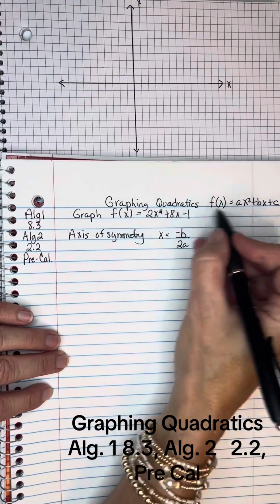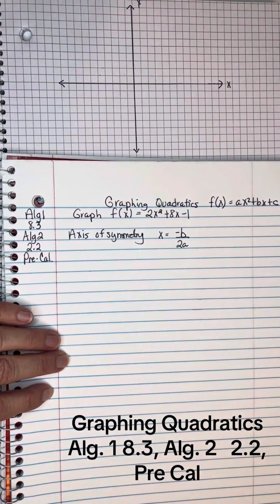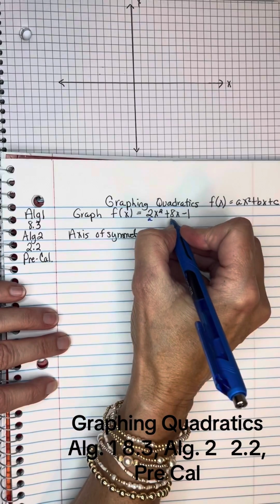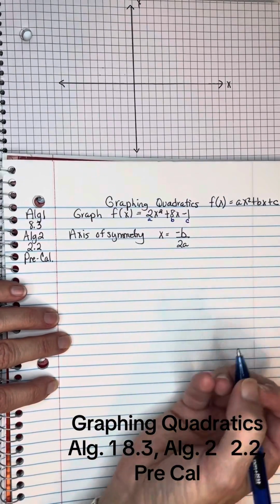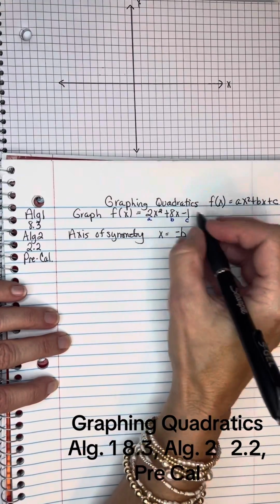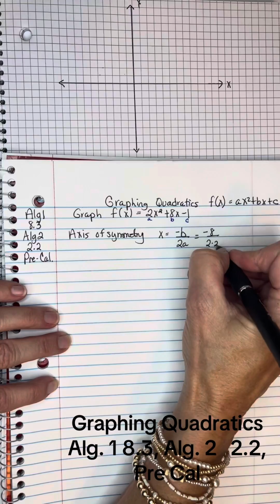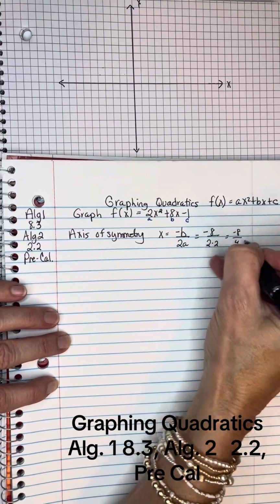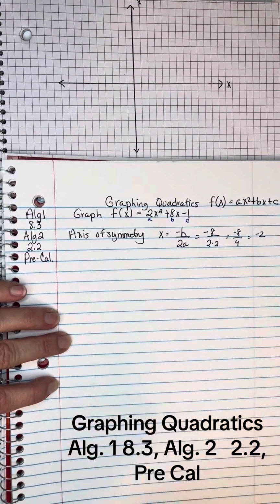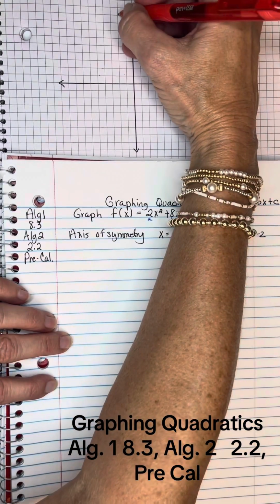Now, if you see A, B, and C here, my A is this 2, my B is this 8, and my C is this negative 1. So I have a negative from the formula and 8 over 2 times the A, which is 2. That's negative 8 over 4, which is negative 2. That means my axis of symmetry is where all of my x's are negative 2.